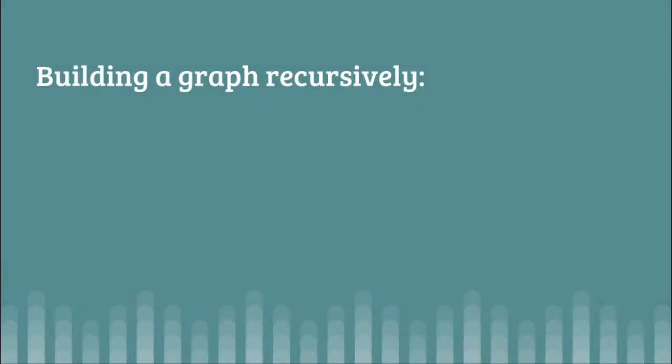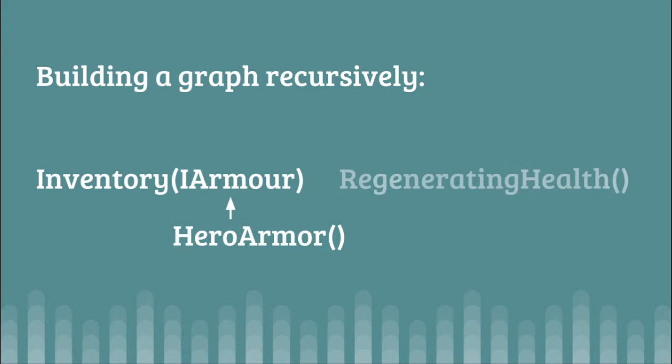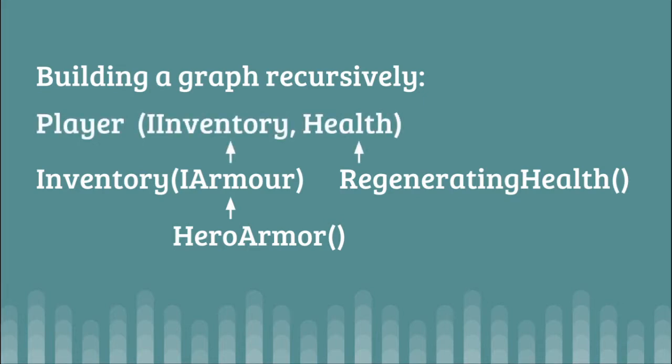Building a graph is a recursive process. If the created object requires other objects to be injected into it, those required objects are going to be created first. In our example, the hero armor is going to be created first, since it does not require any other object. Then the inventory is created and gets the hero armor, then the regenerating health. After that, the regenerating health and inventory are going to be passed to the player.